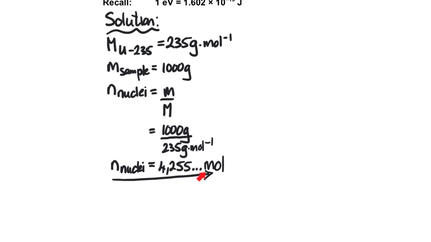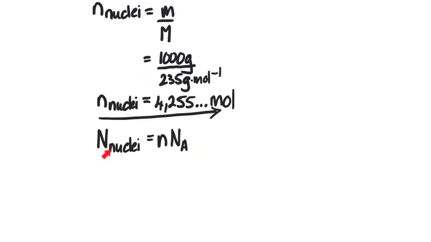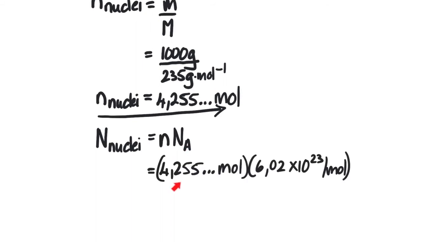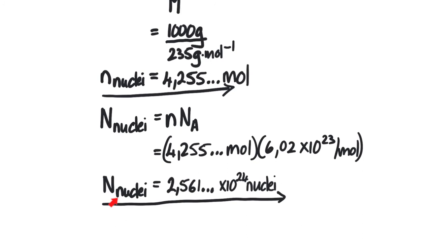So now we have the number of moles of U-235 nuclei. The number of nuclei is equal to the number of moles of nuclei multiplied by Avogadro's number, capital N subscript capital A. So 4.255, notice that I haven't rounded off, mole multiplied by Avogadro's number, 6.02 times 10 to the 23 per mole. And that gives us that the number of nuclei in 1 kilogram of uranium-235 is 2.561 times 10 to the 24 nuclei.